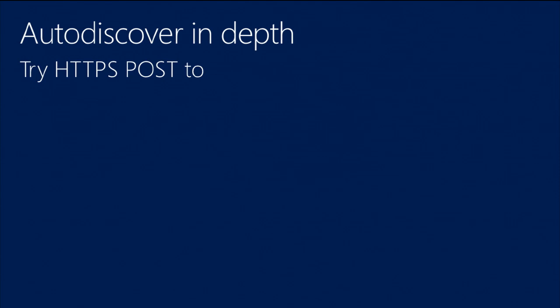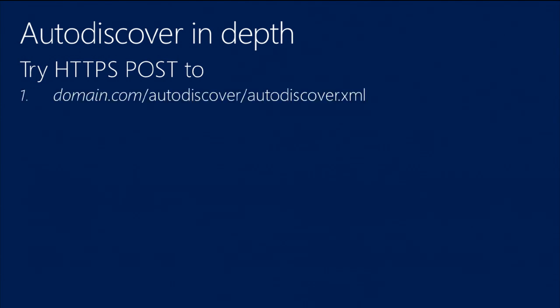So the first thing the AutoDiscover spec tells us to do is to try an HTTPS POST operation to domain.com/autodiscover/autodiscover.xml. So for the rest of this slide, whenever I say domain.com, what I really mean is whatever domain it is you're trying to connect to. So you do a POST, and if you get back an answer, great. That answer may include a redirect telling you to go someplace else, which is perfectly all right.